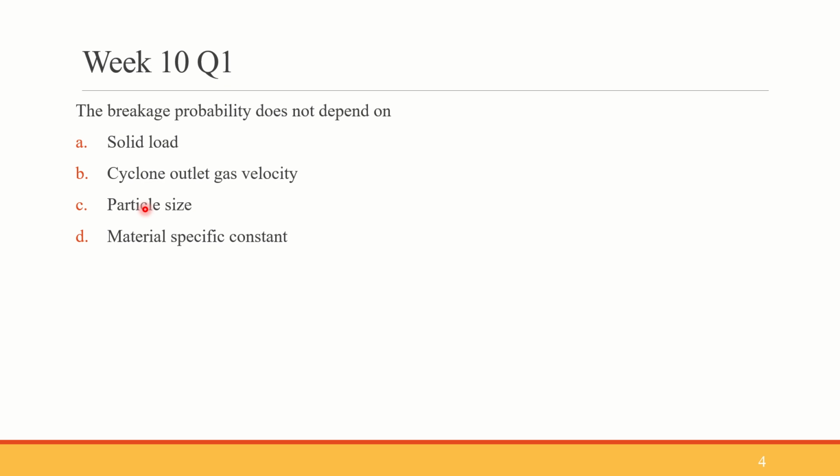We will be seeing a formula for the same in the coming slides. But for now, cyclone outlet gas velocity is the answer. The breakage probability does not depend on cyclone outlet gas velocity. As I mentioned, the answer is cyclone outlet gas velocity.